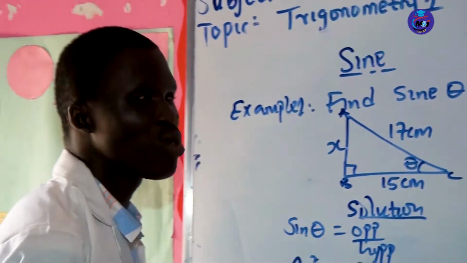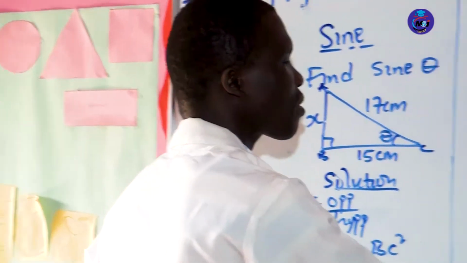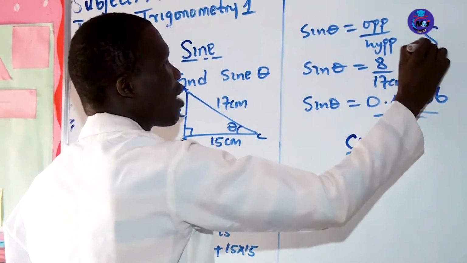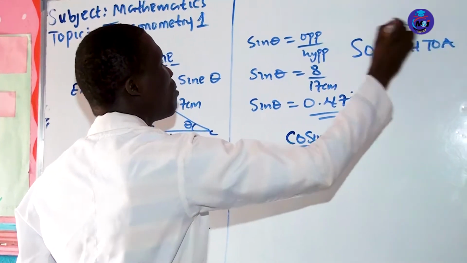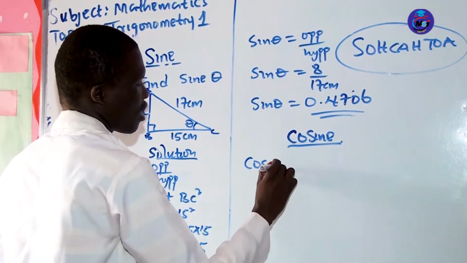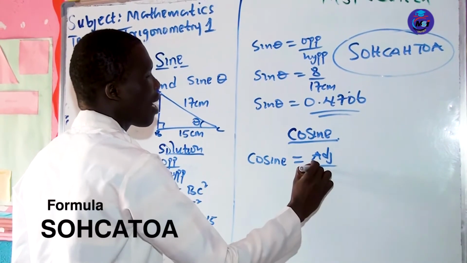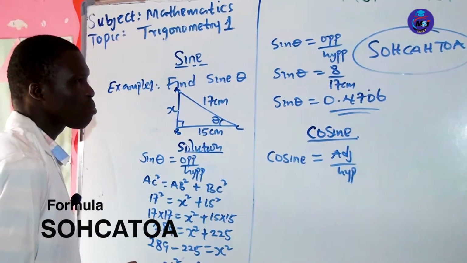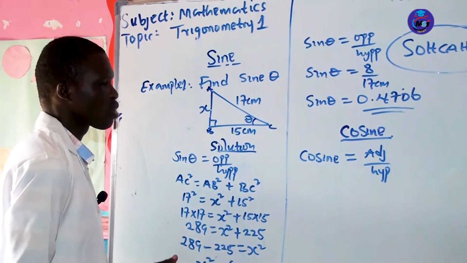Okay. Now let's go to the next part, which is cos. We call it cosine. Remember our formula, SOH CAH TOA. Always remember this. Cosine equals to CAH, adjacent over hypotenuse. Okay. Now let me give you an example where and how to apply this cosine.